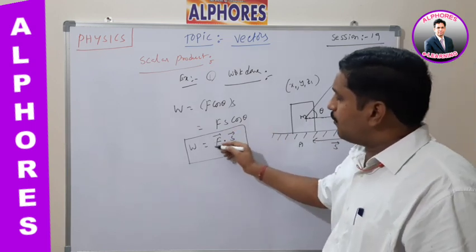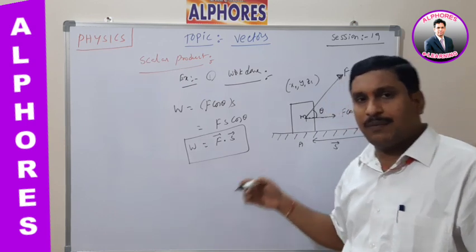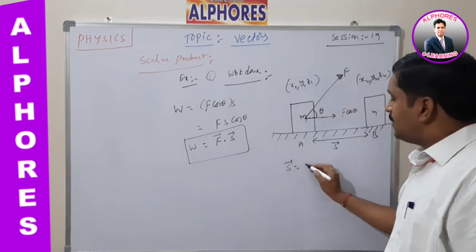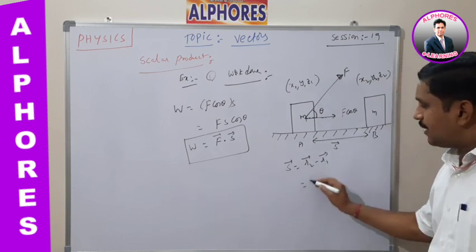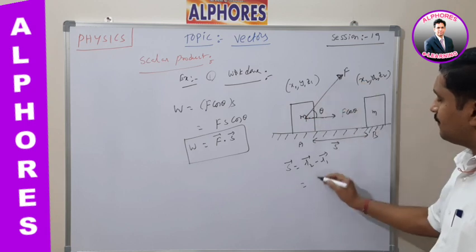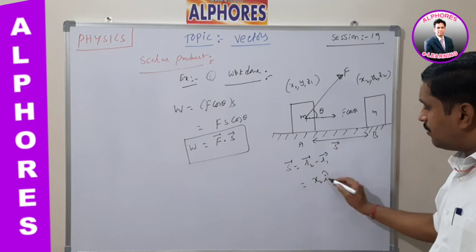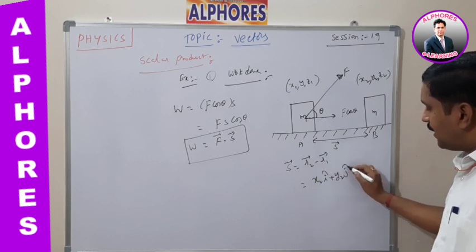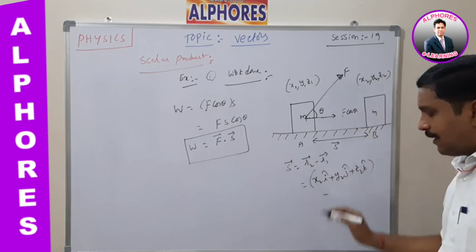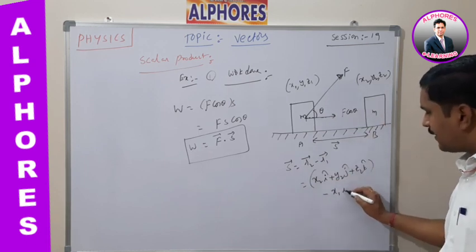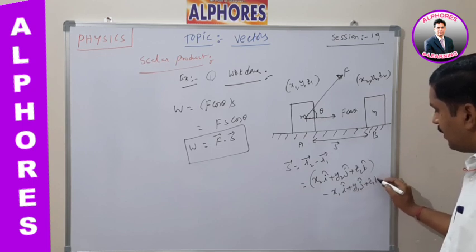Here I am giving the force vector in this concept. And what about the displacement? How do we find the displacement as per previous knowledge? Displacement is equal to R2 bar minus R1 bar. What about R2 bar? As per the concept of position vector, R2 bar is equal to x2 i cap plus y2 j cap plus z2 k cap, the second position of the particle, minus the initial position, x1 i cap plus y1 j cap plus z1 k cap.